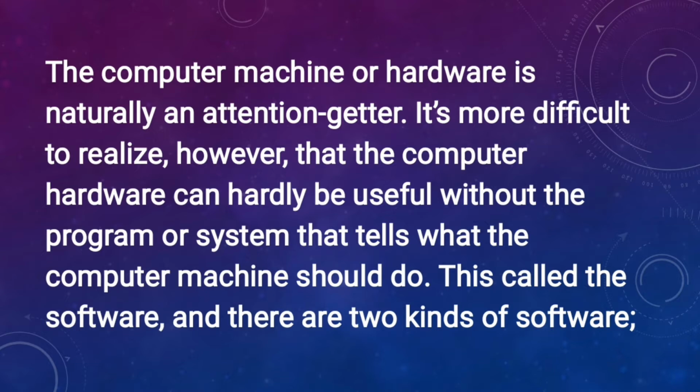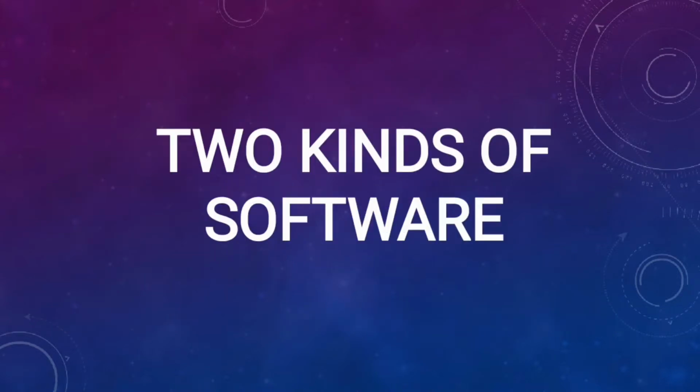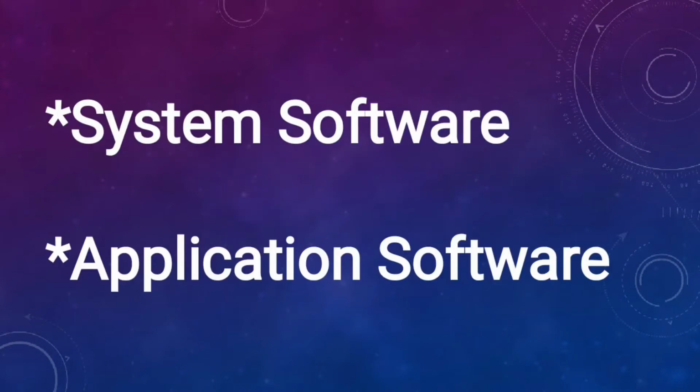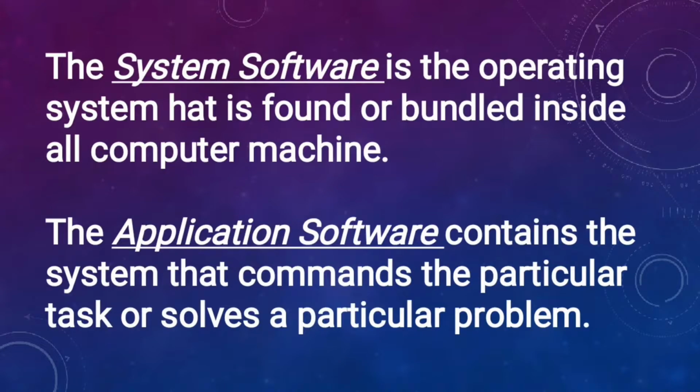It's more difficult to realize, however, that the computer hardware can hardly be useful without the program or system that tells what the computer should do. This is called the software, and there are two kinds of software: the system software and the application software. The system software is the operating system that is found or bundled inside all computer machines, while the application software contains the system that commands a particular task or solves a particular problem.